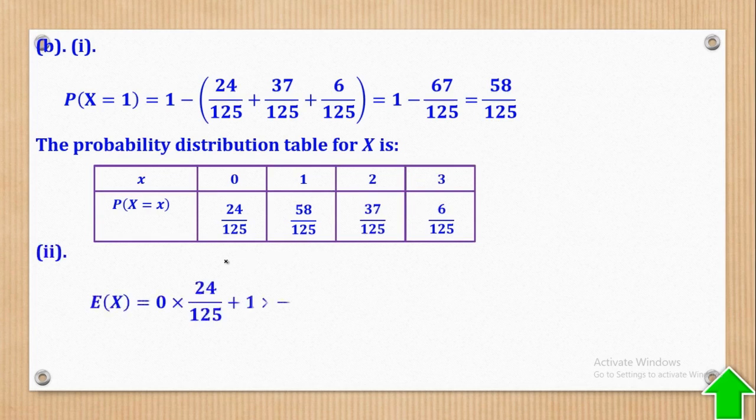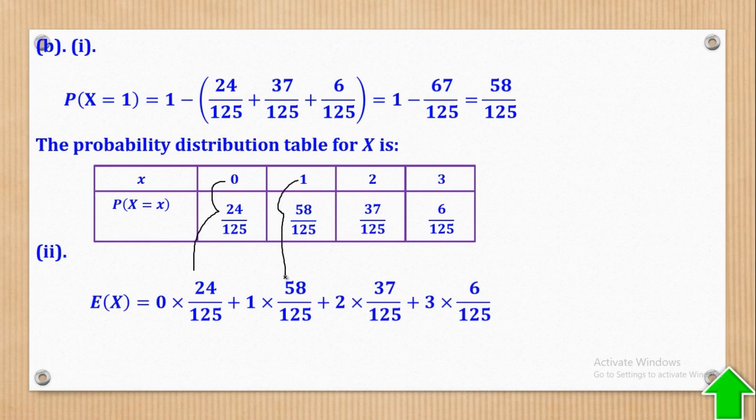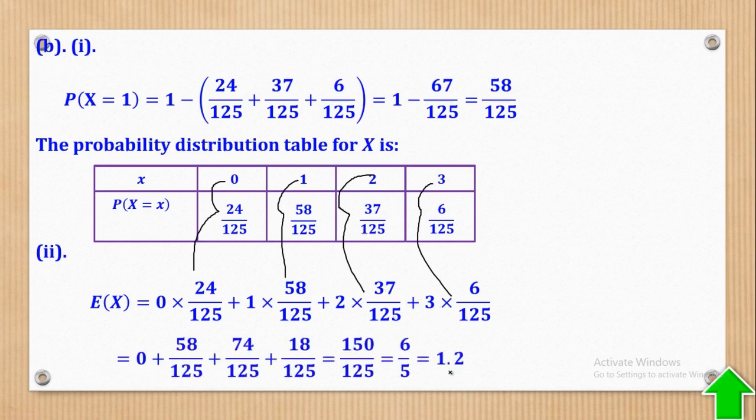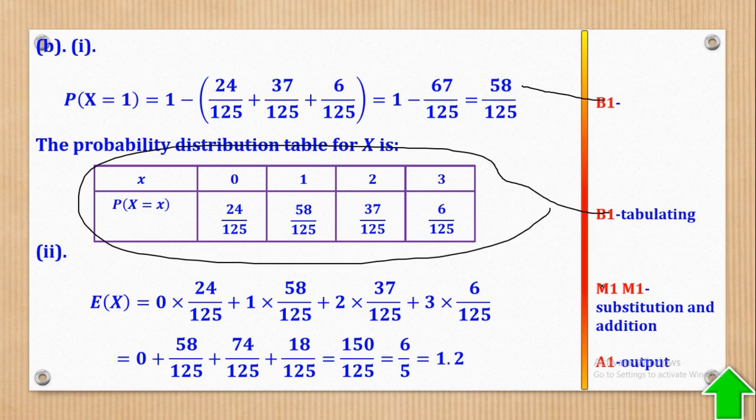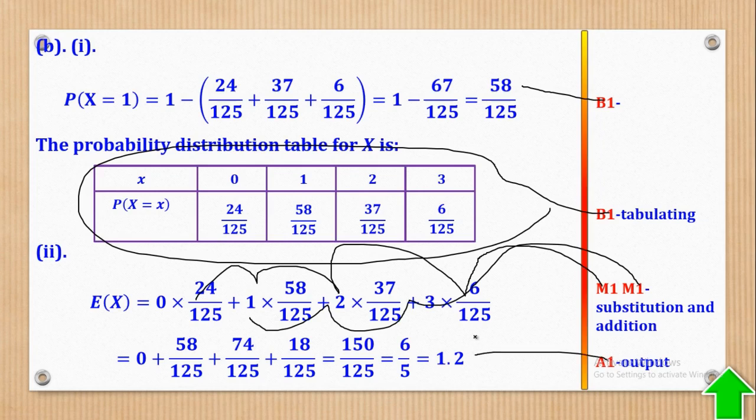Now we shall go to part B, where they want the expectation. So expectation, you multiply this with this to give you that, this with this to give you that, this with this to give you that, this with this to give you that. When I simplify, I'll be able to come up with my expectation as 1.2. So basically that is what they wanted. So B1 for that, B1 for tabulating these values, M1 for these multiplications all, and another M1 for adding all the terms, then A1 for the output.